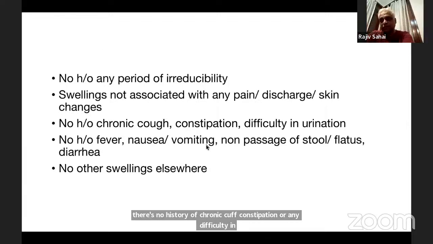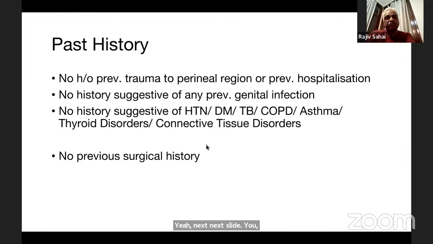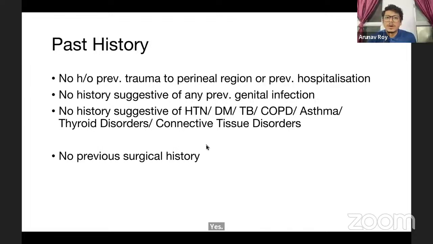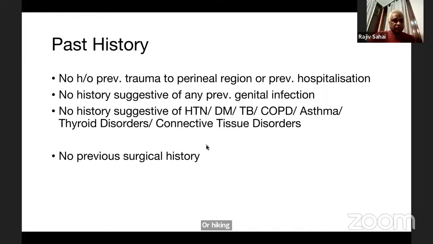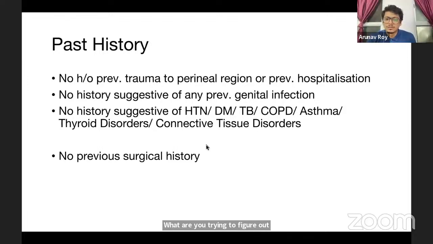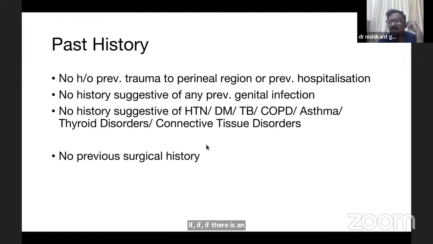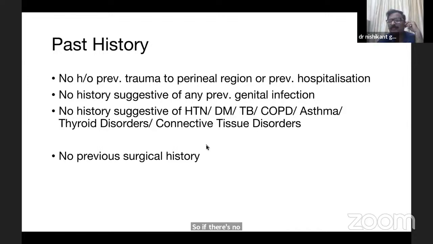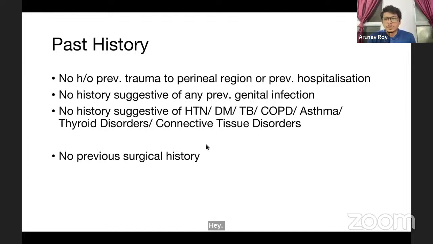You said something about connective tissue disorders. How do you take that history? We asked the patient about any increased laxity of the joints or increased laxity of the skin, sir, or hypermobility of the joints, sir. What are you trying to figure out? If there is an underlying collagen disorder, sir. Is a collagen disorder a precipitating factor for inguinal hernia? Yes, sir, if an underlying collagen disorder is present, it might lead to presentation of a hernia, sir.